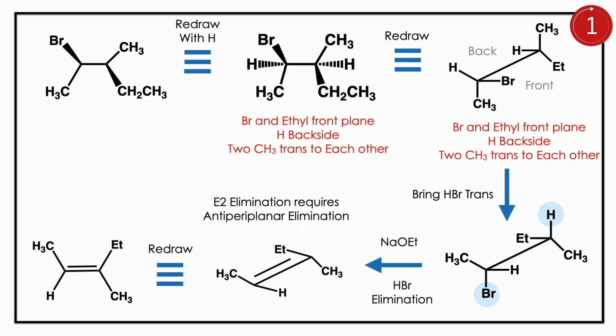The problem is in the plane side. To understand the problem, you should redraw the molecule with hydrogen. Since bromine and ethyl are front side, hydrogen should be on back side. So hydrogen below the plane.